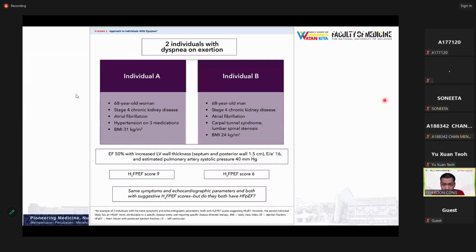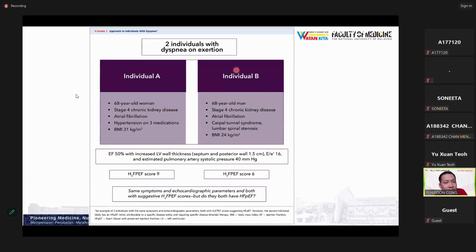Okay, so I give you an example. You have two persons with dyspnea on exertion. Let's say this is individual A: a patient with CKD, AF, and hypertension, BMI of 31. And then this patient has the same thing but with carpal tunnel syndrome and lumbar stenosis. So what is this? This is individual B.